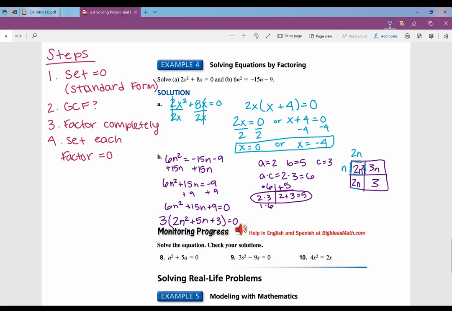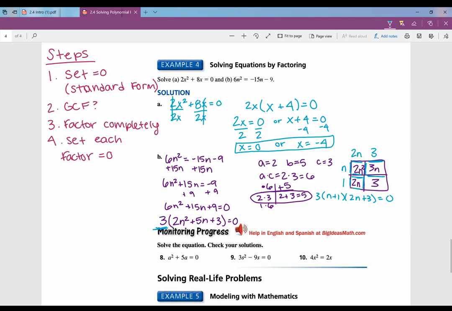If that side's n, what's this side going to be? Well, that would be 3, right? 3 times n is 3n. If that side's 3, what do we need to multiply by to get 3? 1. Double check, 1 times 2n, is that 2n? Yeah. So our answer in factored form, we have n plus 1 times 2n plus 3. And then don't forget our GCF, so that whole thing times 3 equals 0.